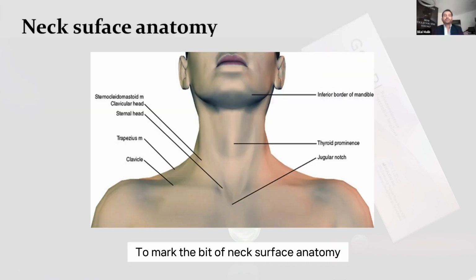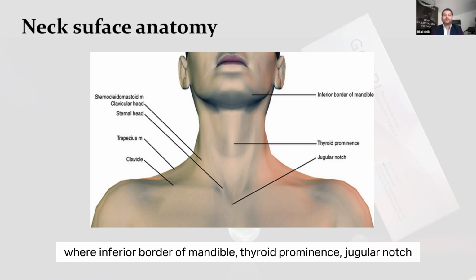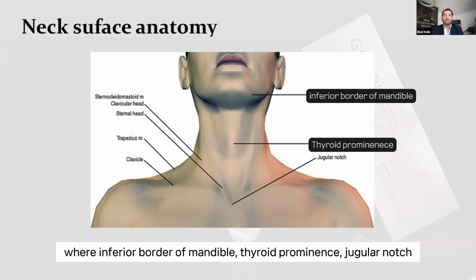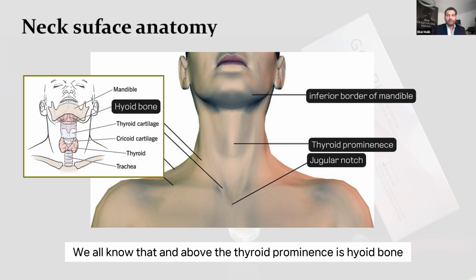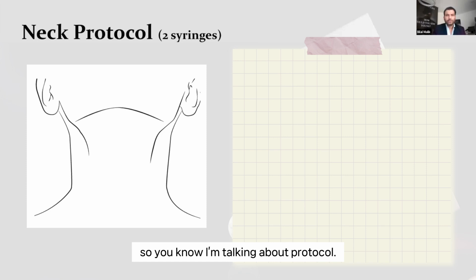To mark the neck surface anatomy, we all are aware of this, where the inferior border of the mandible is, thyroid prominence, jugular notch, we all know that. And above the thyroid prominence is the hyoid bone, so we all are aware of these areas. Just keep them in your mind so that you know when I'm talking about the protocol.